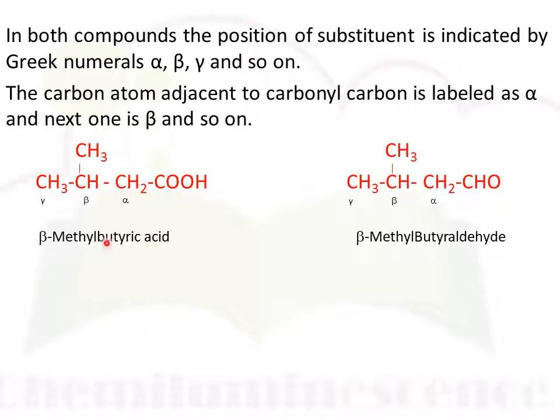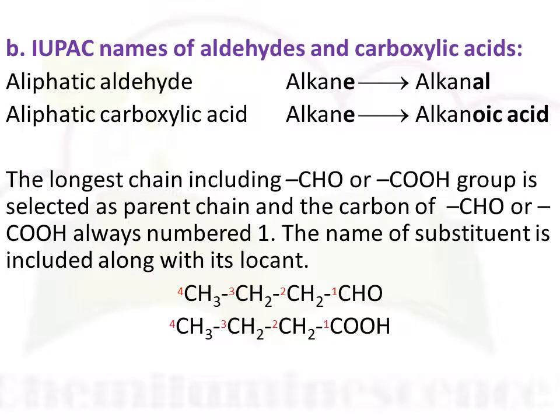And from this name, we can derive the name of this aldehyde. Also in this, at the beta position or beta carbon, a methyl substituent is present, so it is a beta methyl butyraldehyde. In this way, we can give a name to aldehyde and carboxylic acid. Let's study IUPAC names of aldehydes and carboxylic acids.